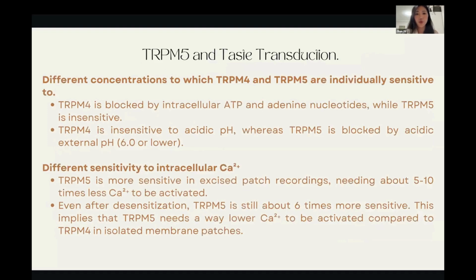The differences between TRPM4 and TRPM5 are the different concentrations to which they're sensitive. TRPM4 is specifically blocked by intracellular ATP and adenine nucleotides, while TRPM5 is insensitive to it. And TRPM4 is insensitive to acidic pH, whereas TRPM5 is blocked by acidic external pH of 6 or lower. They also have different sensitivity to intracellular calcium. TRPM5 is more sensitive in excised patch recordings, needing about 5 to 10 times less calcium to be activated. And even after desensitization, it is still about 6 times more sensitive.